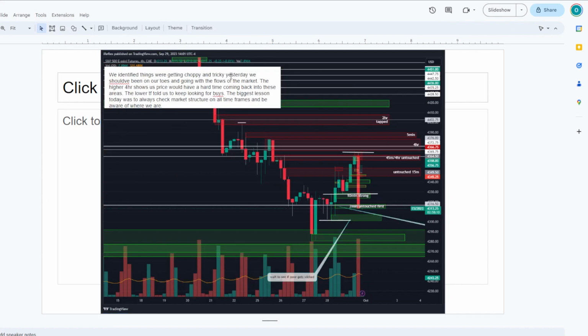We identified things were getting choppy and tricky yesterday. We should have been on our toes and going with the flows of the market. The higher 4 hours shows us price would have a hard time coming back into these areas. The lower time frame told us to keep looking for buys. The biggest lesson today was to always check market structure on all time frames and be aware of where we are in the market. So that's bringing everything together, concluding everything.